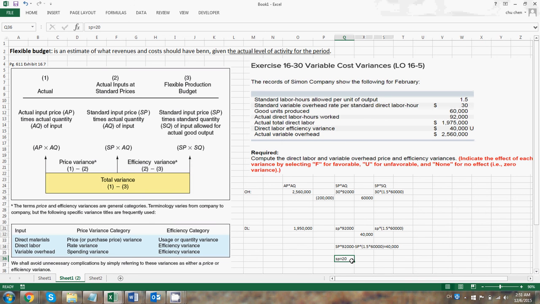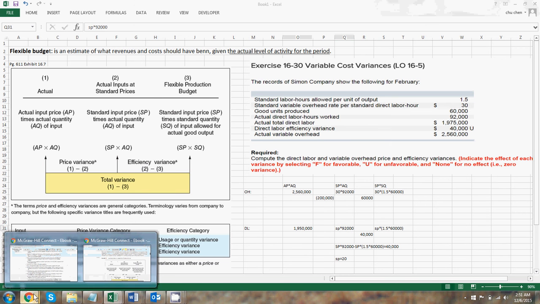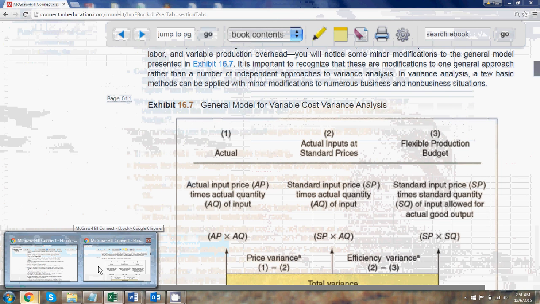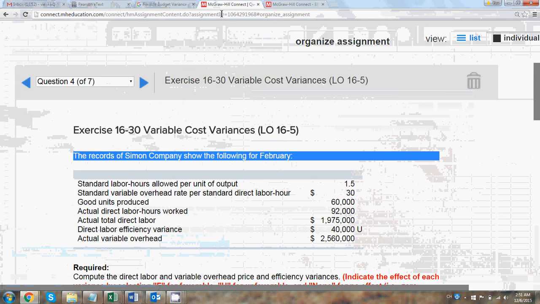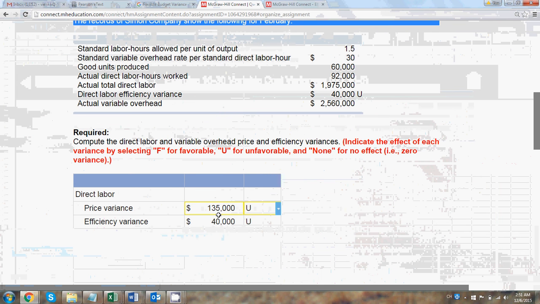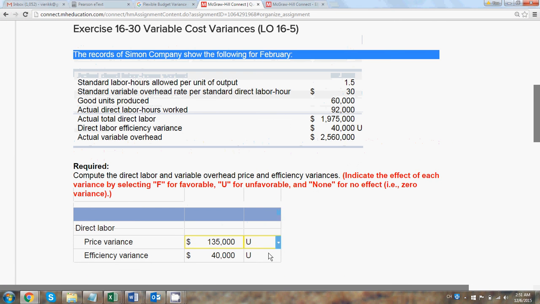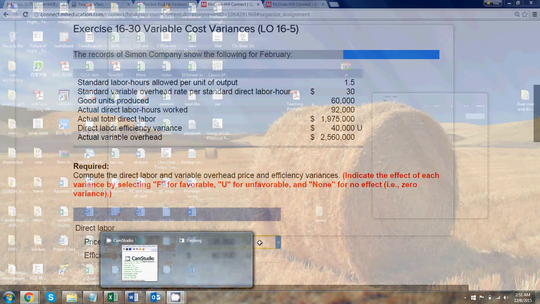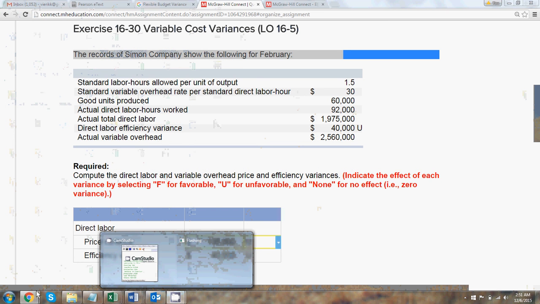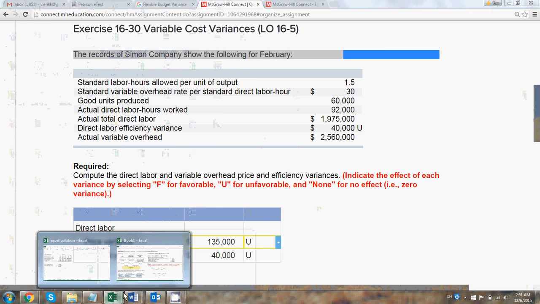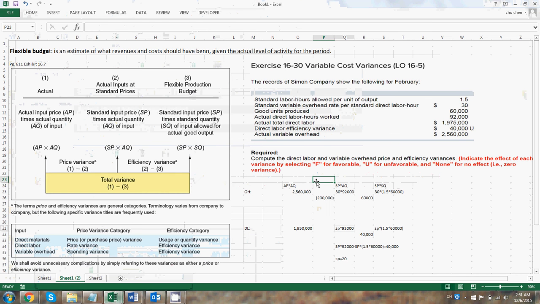If we can figure out SP equals 20, then we can easily put the SP of 20 back here and find the difference between these two numbers. I believe you folks should have this. It's going to be 135,000 unfavorable. And that will be all about the variance for this chapter.